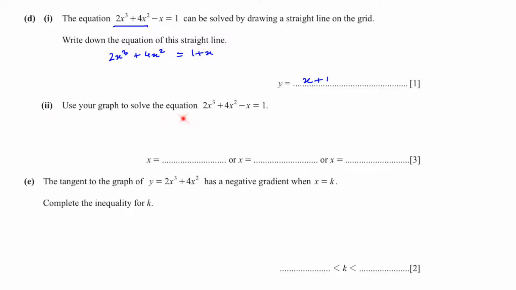D2, use your graph to solve the equation 2x cubed plus 4x squared minus x is equal to 1. We already wrote down that 2x cubed plus 4x squared is equal to x plus 1. So we have to draw the line of x plus 1 to find the solution for this equation.